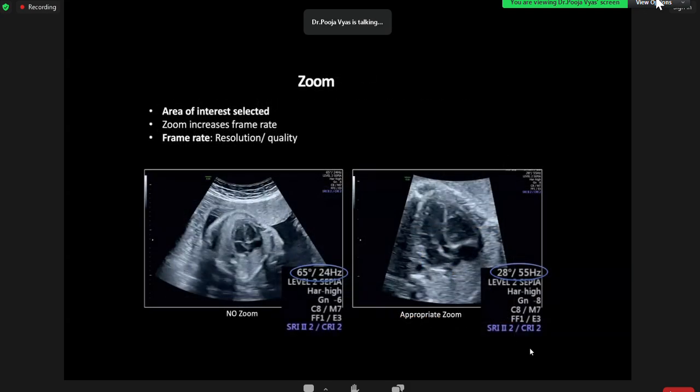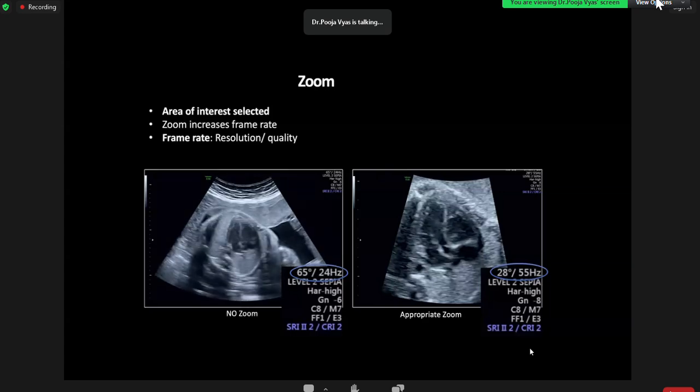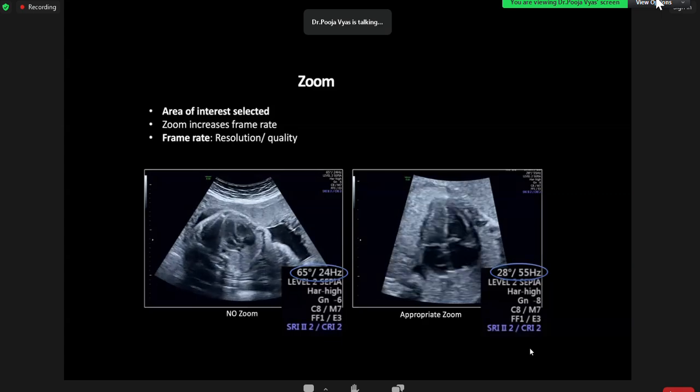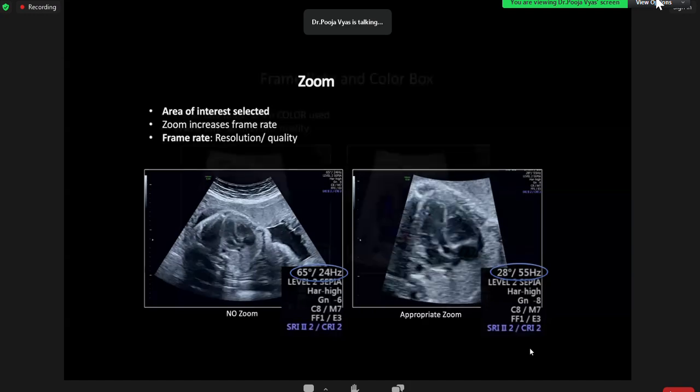Now, moving on to zoom, we have to always choose the area of interest and then press the zoom button. What happens with that is zoom will increase the frame rate, and as the frame rate is more, the quality of the image will be much better. As we see over here, we have not zoomed the scan image, and now on zooming, we can see a much sharper four-chamber view.